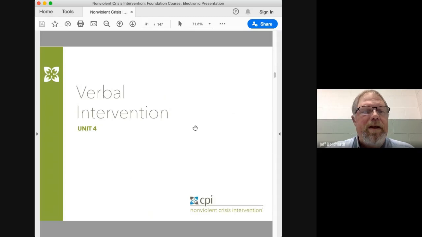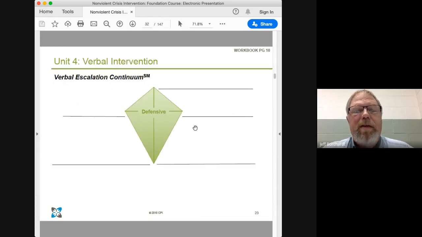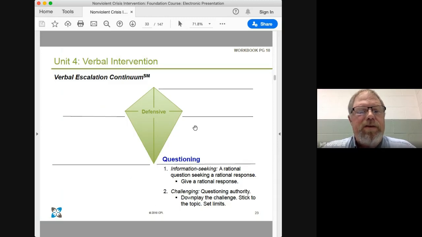Okay. Verbal intervention. This model is breaking down that defensive level and the escalation continuum that Emily talked about earlier. The first level in this model is what we refer to as questioning. There are 2 types of questions. There are information gathering questions, which are rational questions seeking a rational response. So the student wants more information, and as staff, we want to give a rational response and answer the questions if we can. And then there are challenging questions, which question your authority. In that case, we just want to downplay the challenge, stick to the topic, and set limits.